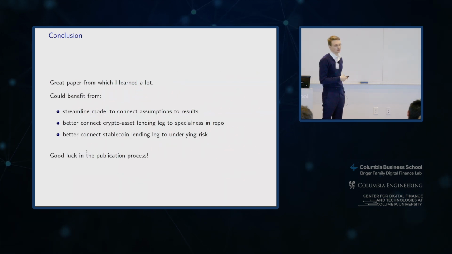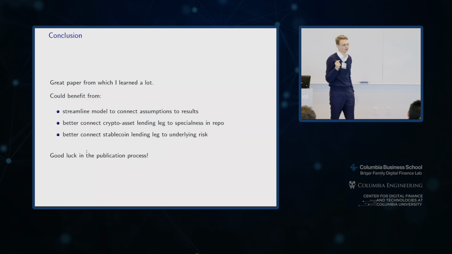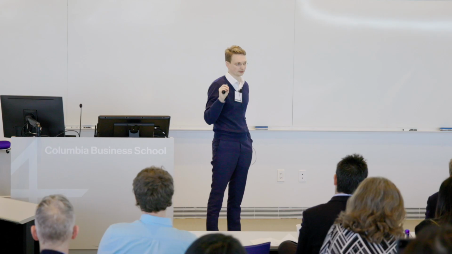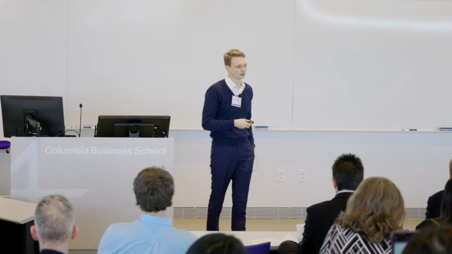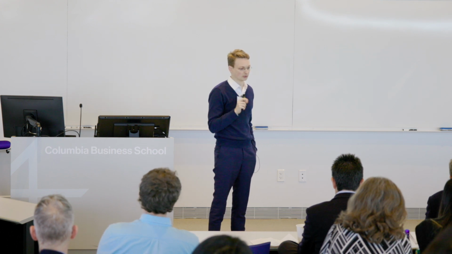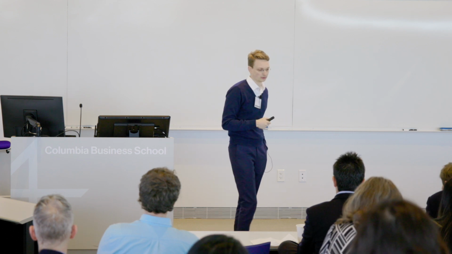So I think it's a great paper. I really learned a lot, a lot of food for thought. I think the paper would benefit from streamlining the model a bit more to connect the assumptions to the results a bit better. And then I think it's really worth making the point that here we are facing some form of specialness, like a convenience yield or something like that, which is similar to what we see in the stock market, treasuries market, and things like that. And then, again, better connect stablecoin lending to the underlying risks that are behind. But overall, it's a great paper.